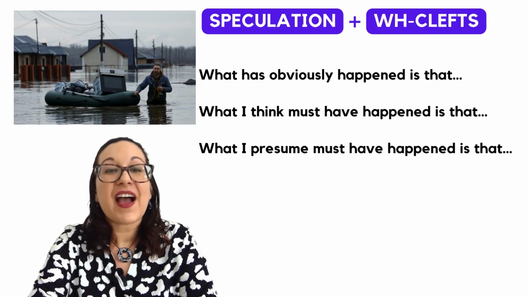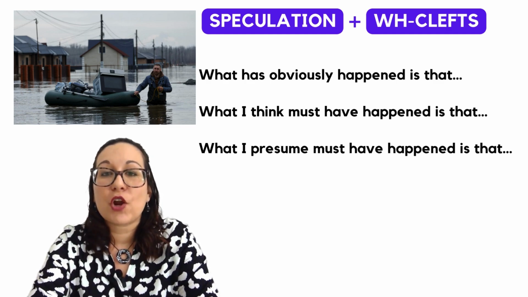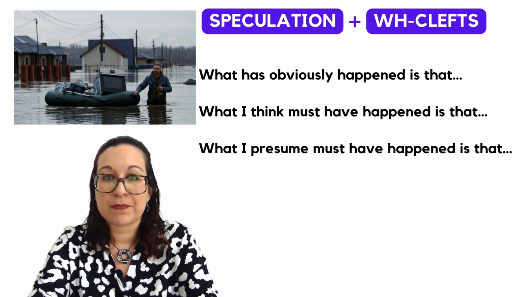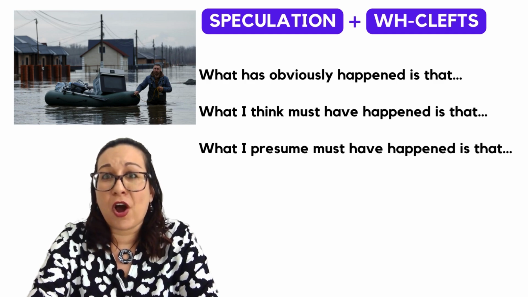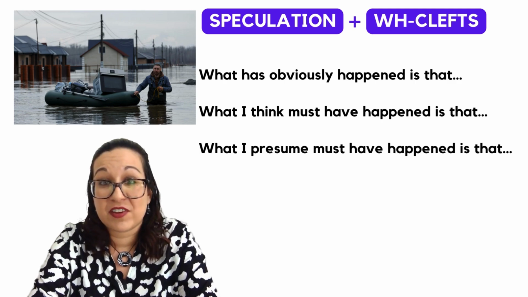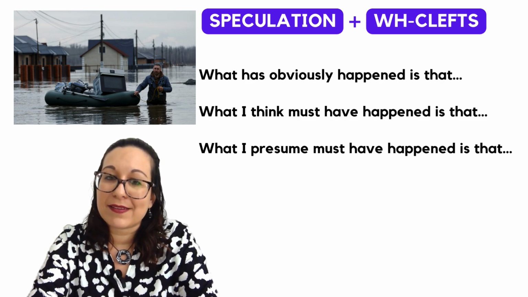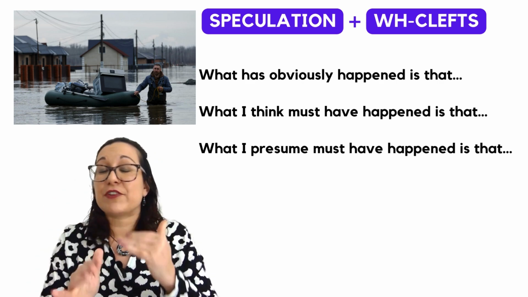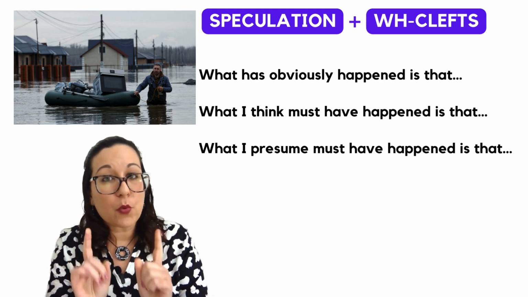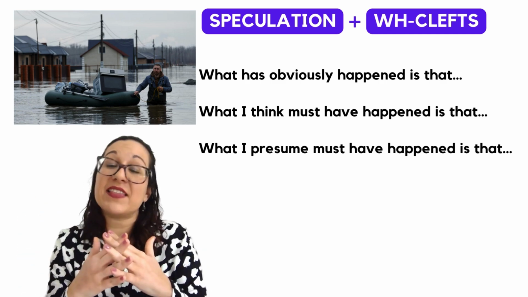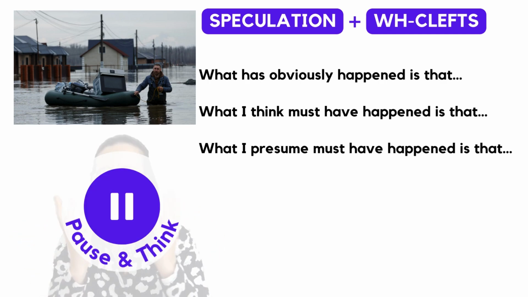Now, in my videos, I always ask, what do you think might have happened to result in this current situation that we're looking at in this photo? But in this case, I think it's quite obvious. So what obviously happened? What do you think must have happened? Pause this video and I'd like you to try and complete these sentences. You can use the same idea for each sentence. That's fine. We're just focusing on using this structure because what we're looking at now is combining the idea of speculation into a cleft structure. Beautiful.